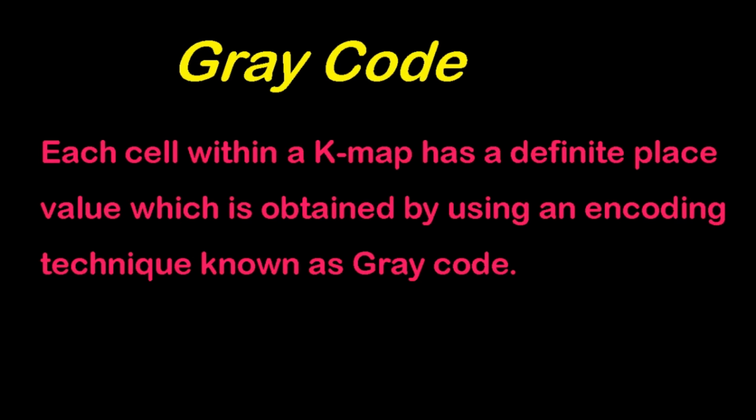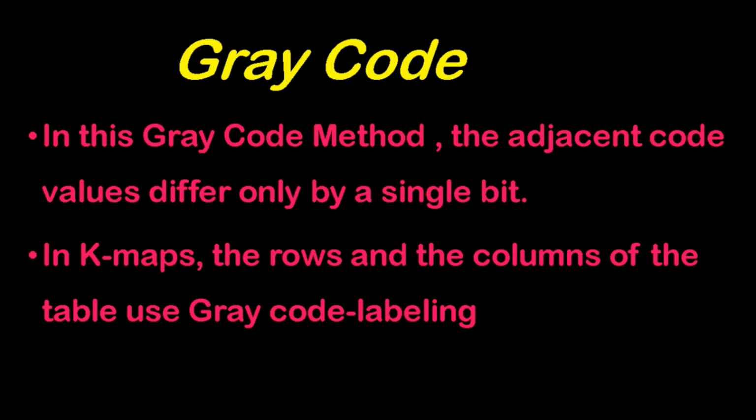Gray code. So gray code is a pattern. According to that only we are going to label the terms inside the cells and also the headings. Each cell within the K-map has a definite place value which is obtained by using an encoding technique called gray code. In this gray code method, the adjacent code values differ only by a single bit. Each and every box should have a difference of a single digit. In a K-map, the rows and columns of the table use the gray code labeling.